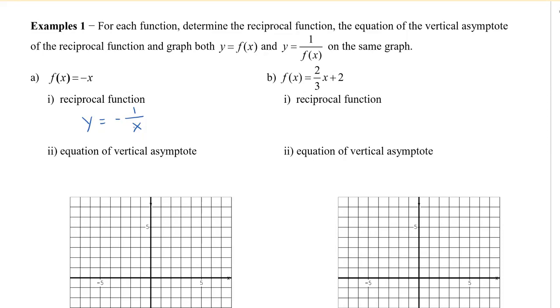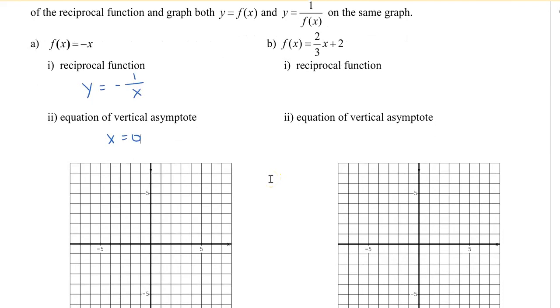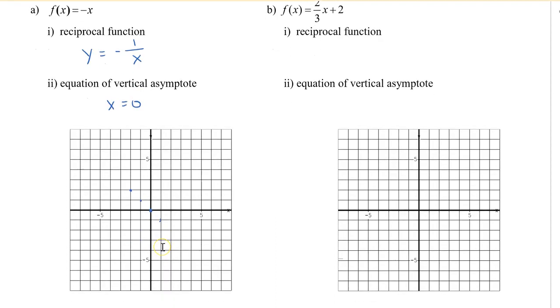So the asymptote occurs when the denominator equals 0. So we can see that in this case, there's only one variable. So here we have x equals 0. All right. Now I'm going to try to do this the quick way with our steps. So we're first going to graph the original function, which is a line with a slope of -1 going through 0, 0. So that would be something that looks like this. So I'm going to just draw these and connect these points here.